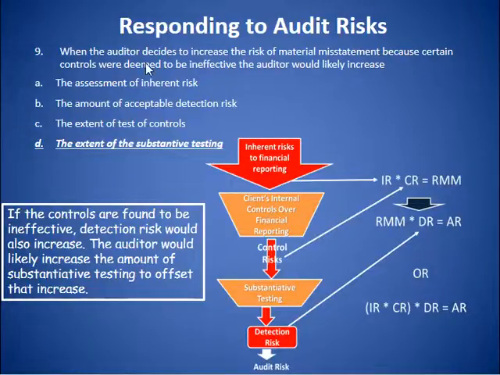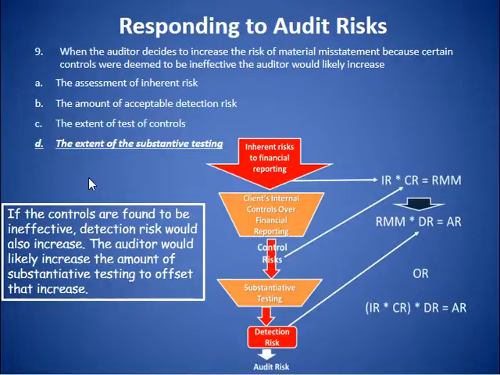Now, first thing is the assessment of inherent risk, that would be the first answer. And in this case, we take a look at it. Inherent risk is impacted by control risk. And we wouldn't change the assessment of inherent risk because basically that's something the auditor has no control over. So the auditor has no control over inherent risk in A.